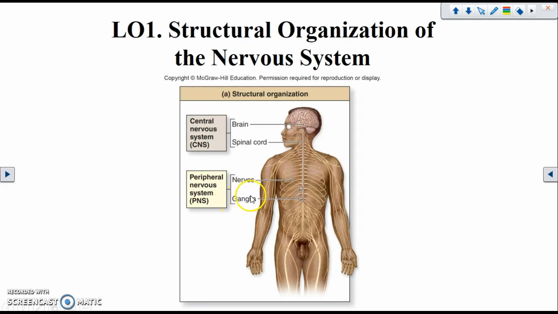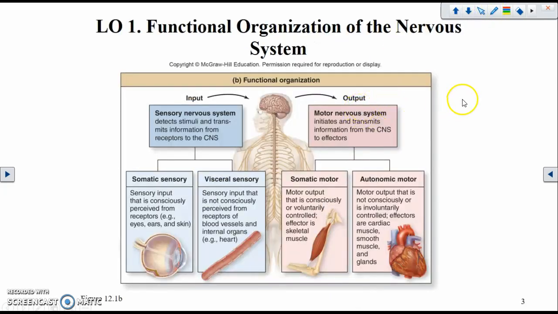Ganglia, by the way, are just collections of neuron cell bodies outside of the spinal cord. Okay, we're going to be talking more about ganglia pretty soon. The second way that you can classify the nervous system is through function. And again, the three main functions of the nervous system, folks, are collecting information, evaluating the information, and initiating a response. So here we actually have input, sometimes called the afferent pathway, and then we have an output, sometimes called the efferent pathway. Afferent, efferent, input, output.